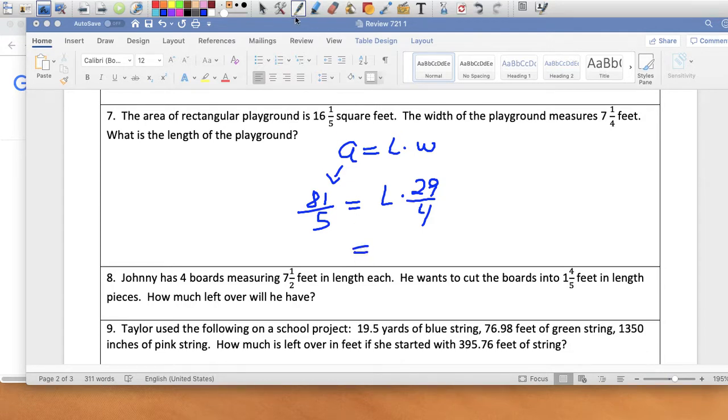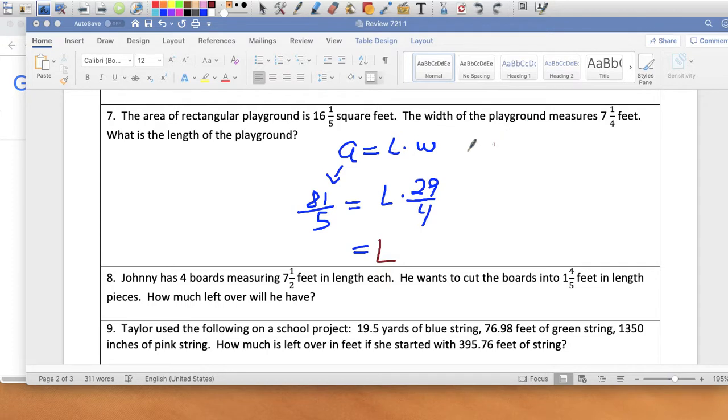Think about your equations from last year. What do we want to do? It's a multiplication, so we're going to divide both sides by 29 over 4, right? I'm going to divide this side by 29 over 4 and this side by 29 over 4, because we want to isolate the L. I want my length all by itself. So remember what you had to do last year. Somebody told me you can write it like this. First of all, my variable should be here.